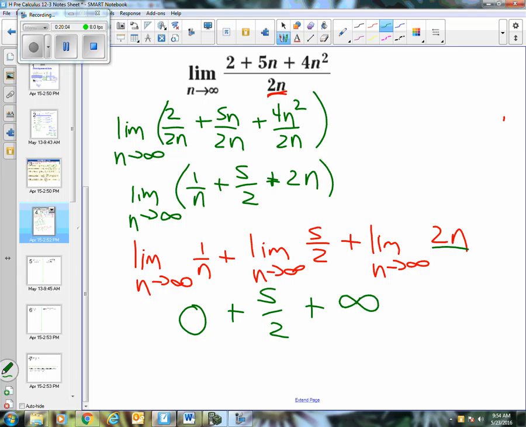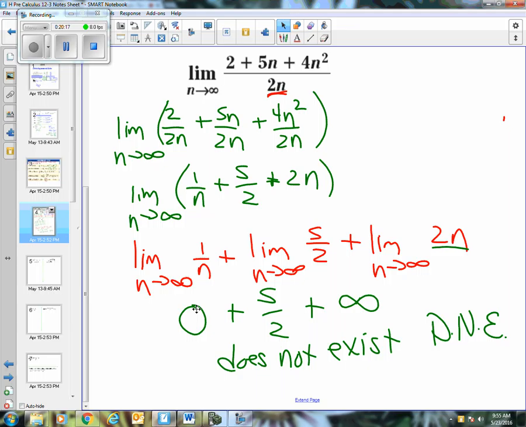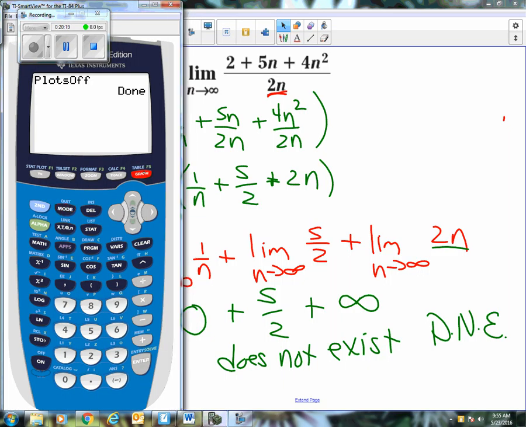And here's our problem. We can't do order of operations with infinity. This limit does not exist. If any part of your limit doesn't exist, that means the entire limit does not exist. So here's where we'd be saying our DNE. The reason I can tell that from the graph is because it is growing as I look at those different values. The value of the graph is increasing.